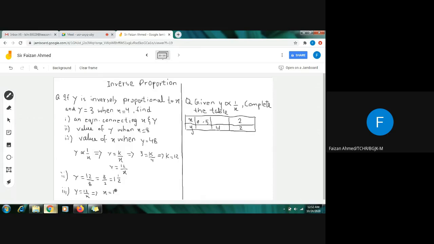And I have been given the value of y. The value of y is 48. So I will put the value of y. This will be 12 upon 48. And I know that 12 times 4 is 48. So this can reduce by 12 and it will be 1 upon 4.